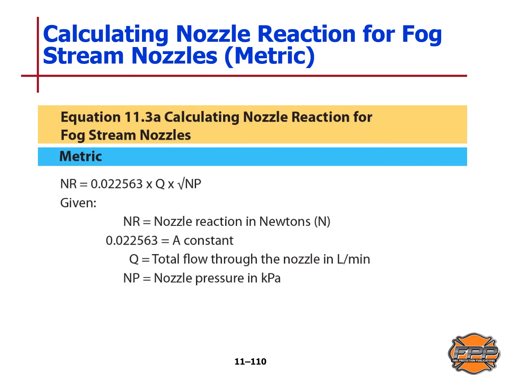This is the equation 11.3a, which is calculating nozzle reaction for fog stream nozzles in metric. So the formula is going to be the same, just different values because it's metric. So nozzle reaction equals 0.022563, which is your constant in metric, times Q, which is your flow rate, times the square root of NP, which is your nozzle pressure in kilopascals.